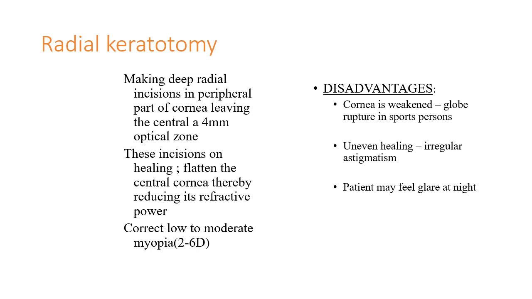Making deep radial incisions in the peripheral part of the cornea, leaving the central 4 mm optical zone, and after the healing this central cornea was flattened. But the disadvantage in this radial keratotomy procedure was that the cornea is weakened, globe rupture can occur, and there is uneven healing. Generally you are not certain about the healing procedure, so you can have irregular astigmatism, and the patient may feel glare at night if you have not maintained the optical zone.